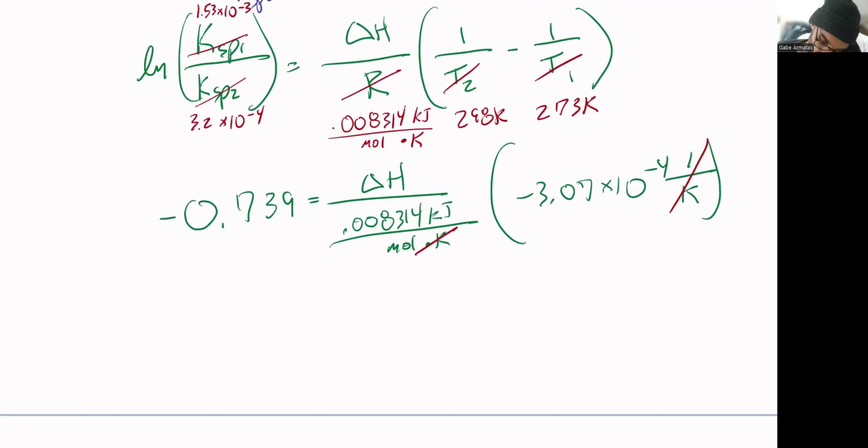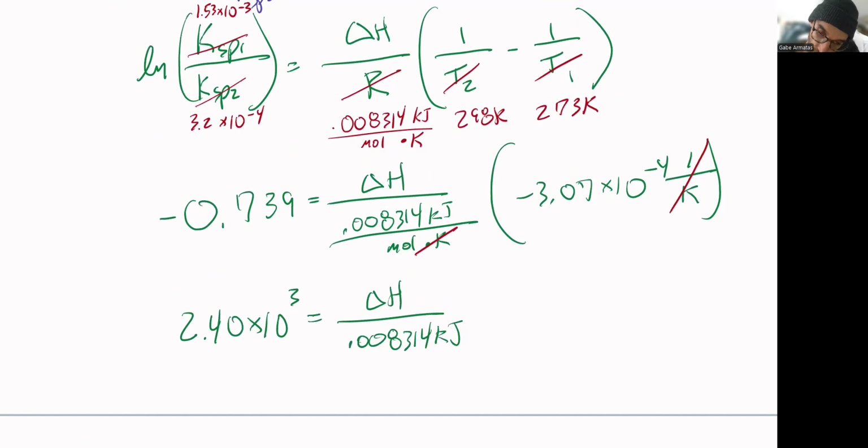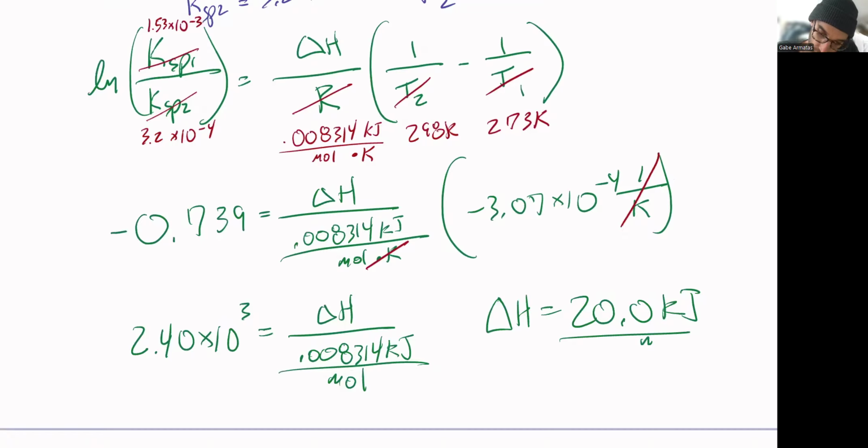We end up with 2.40 times 10 to the third is equal to delta H all over 0.008314 kilojoules per mole. Of course, the Kelvin is gone. My delta H comes out to be 20.0 kilojoules per mole. There we go.